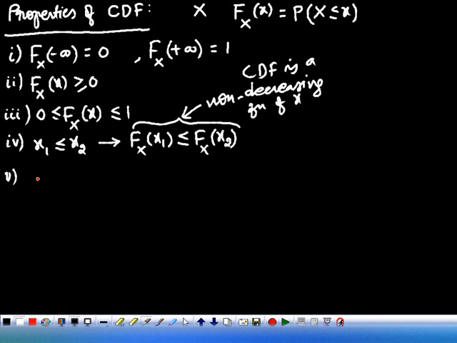And another important property is that the cumulative distribution function of a random variable is continuous from right. That is, Fx of x is equivalent to Fx of x plus epsilon, when the limit of epsilon tends to 0. That is, the CDF is continuous from right. So this we can observe.